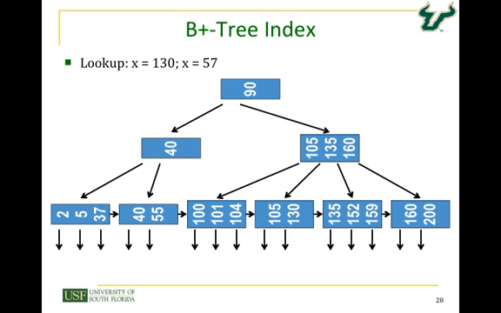The same if it was record 57: I would go to the left because 57 is less than 90. 57 is more than 40, so I go to the right, and then I can see it doesn't exist where it should. But I didn't have to do a whole table scan to find out that 57 doesn't exist. It was just 2 hops to get there.